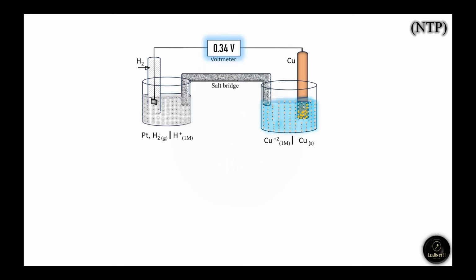Here the hydrogen is undergoing oxidation because the copper is undergoing reduction. So the standard oxidation potential of hydrogen is 0 volt. So it means that this 0.34 volt is the standard reduction potential of the copper electrode.